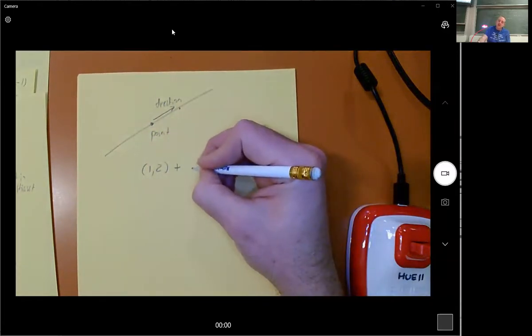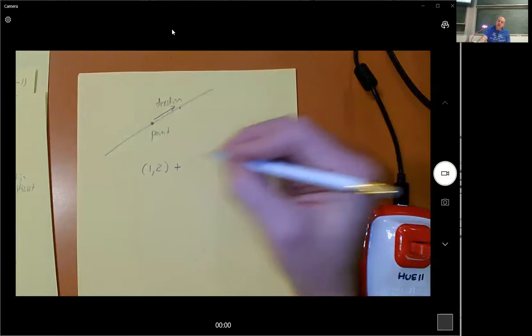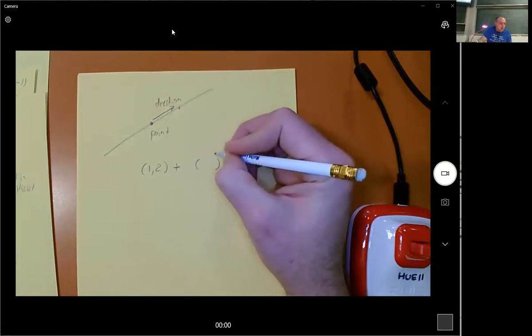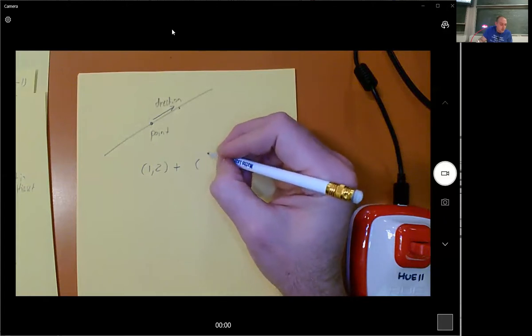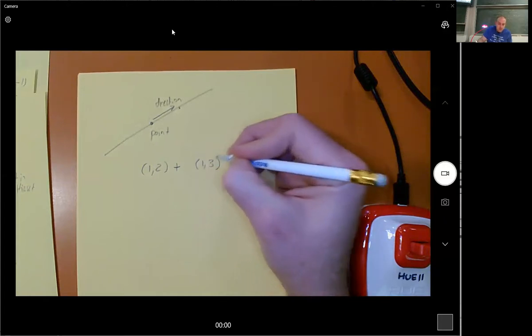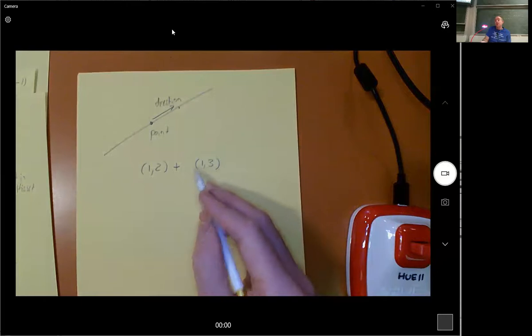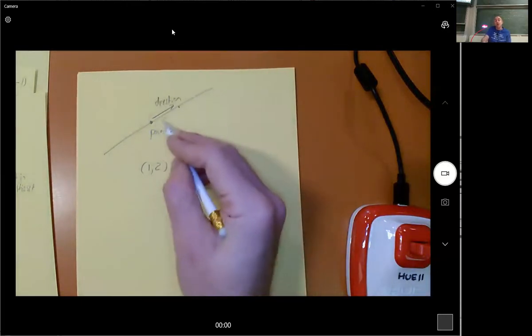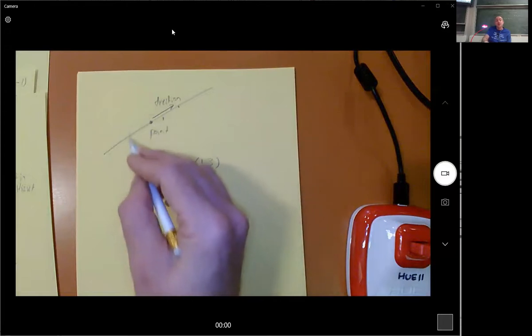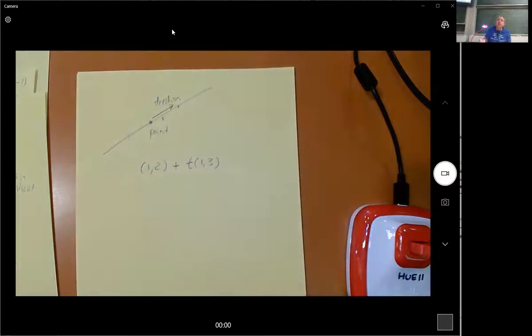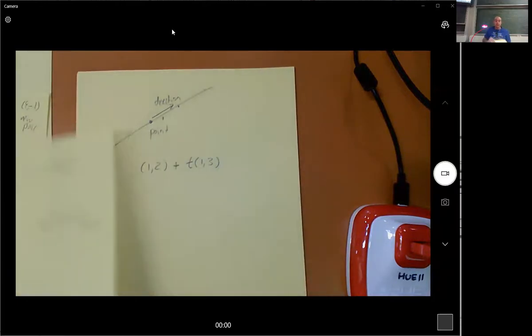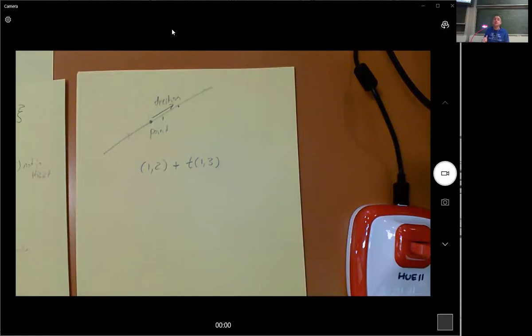plus some other journey, which is this journey. Let me just pick a journey. But it could be twice as far as that journey. And that means I go twice as far along the line. Or it could be only half as far as that journey. Or it could be minus that journey. And so it'll be plus some multiple of that journey. And this is a description of all the points on this line that we had before.